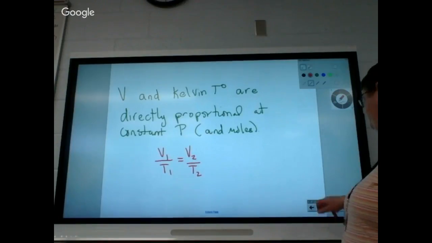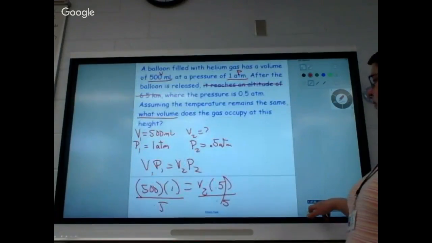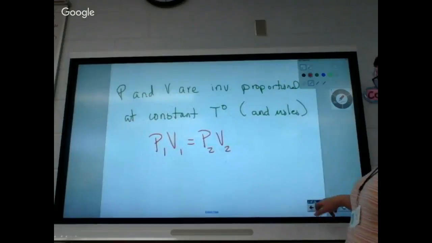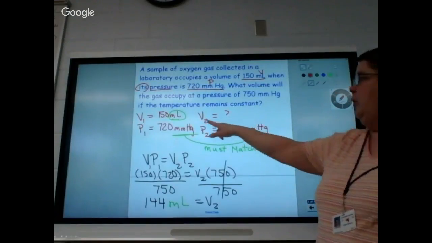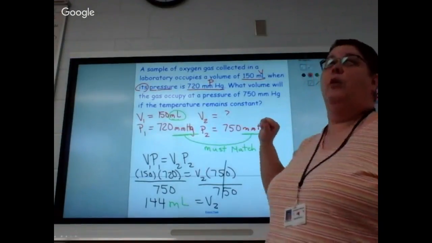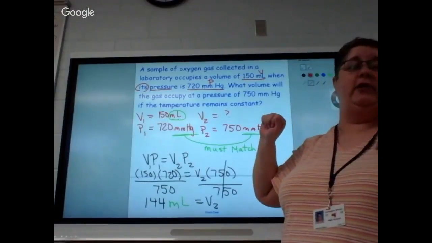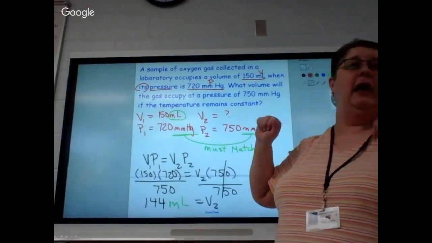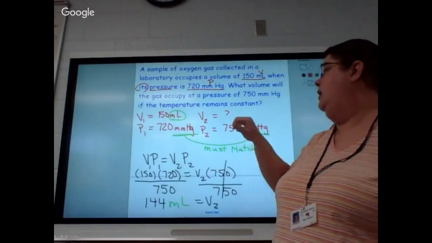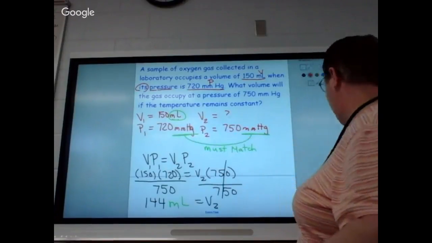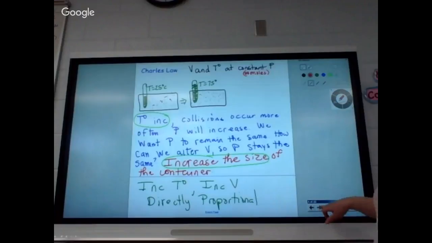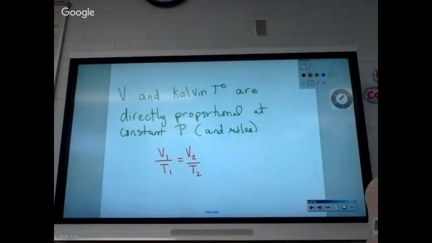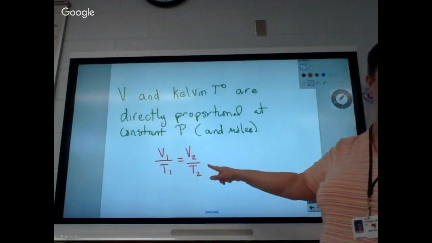Okay? So, if we cruise back to here for just a second, you know how I said the units had to match? These will always have to match. When we go to next week and we talk about some other formulas, I will tell you certain things. These always have to be in kelvins when we talk about temperatures. Okay? These always have to be in kelvins.